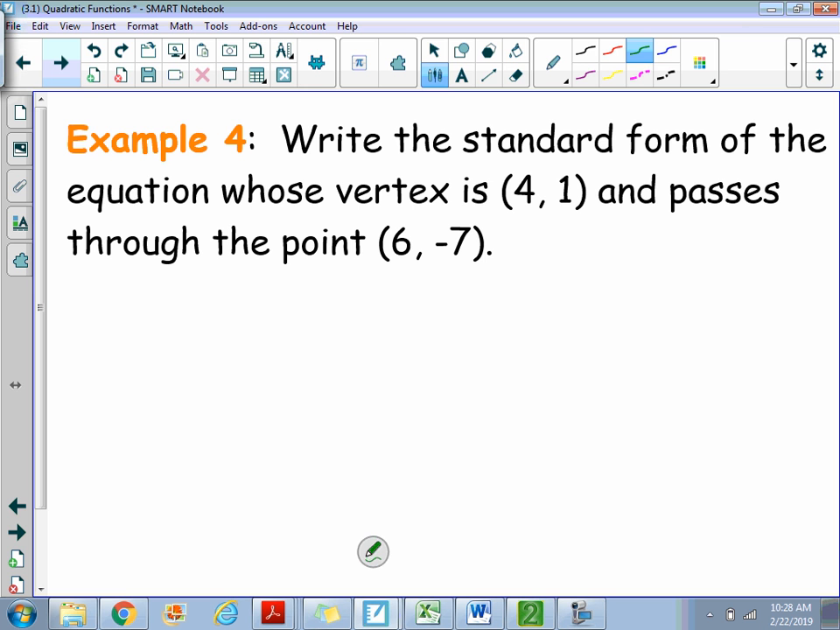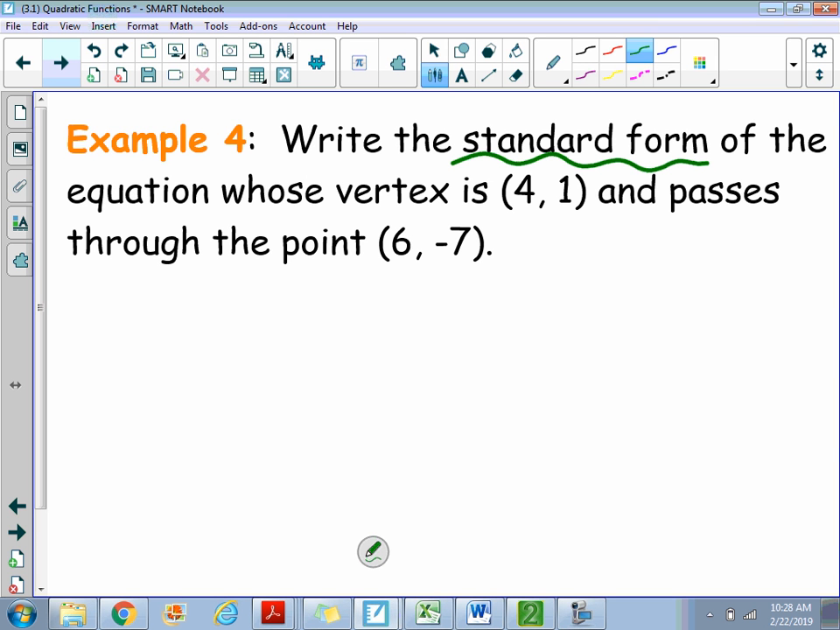Oh, but what did I write this time? Womp, womp, womp. I asked for the standard form. Do we know how to directly put it into standard form? No, so what should our game plan be? Put it in vertex form and then multiply it out and make it look like standard form.